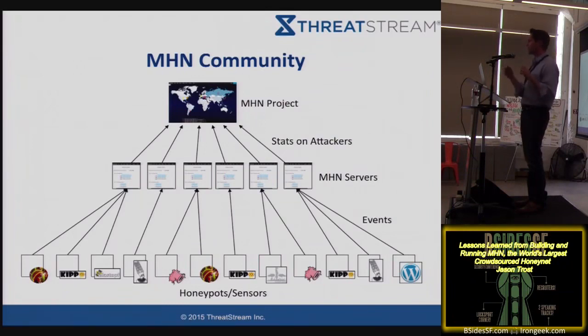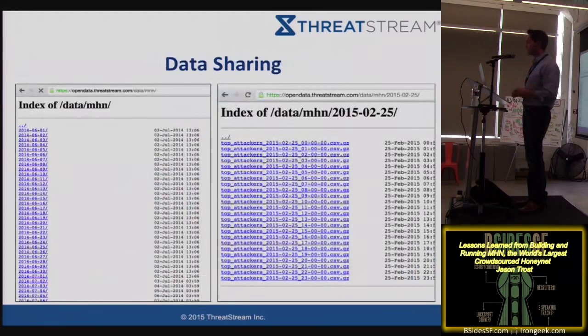These MHN servers get deployed really wherever you want. And if your data sharing is turned on, it submits statistics about the attackers back to the community. Those statistics are rolled into files which we share on opendata.threatstream.com. For anyone who has deployed an MHN server, we can verify that they're sharing and they can request access. We'll give them access to all this data. We have data going back to June 1st of 2014. We intend to keep this going.